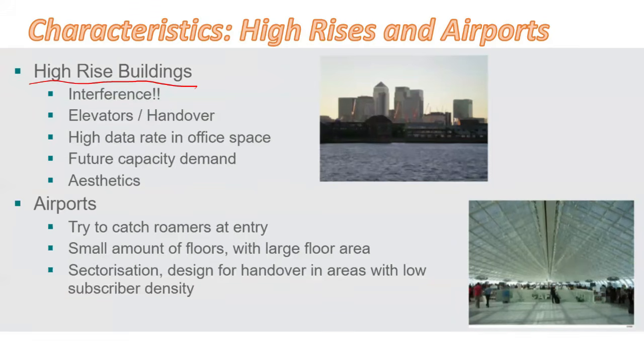The second important kind of building is the airport. Airports are a place where a very high density of users congregate. So it is especially important for operators who can capitalize on roamers arriving in the country. The problem is that the airport layout is very challenging. It has very few floors. It may not have 20 or 50 floors, but the floor area is very large, right? And it may have challenging propagation spaces like atriums. So sectorization is important for airports, as well as proper design for handover areas with low subscriber density. And we should guarantee the handovers with the outdoor cells as well.